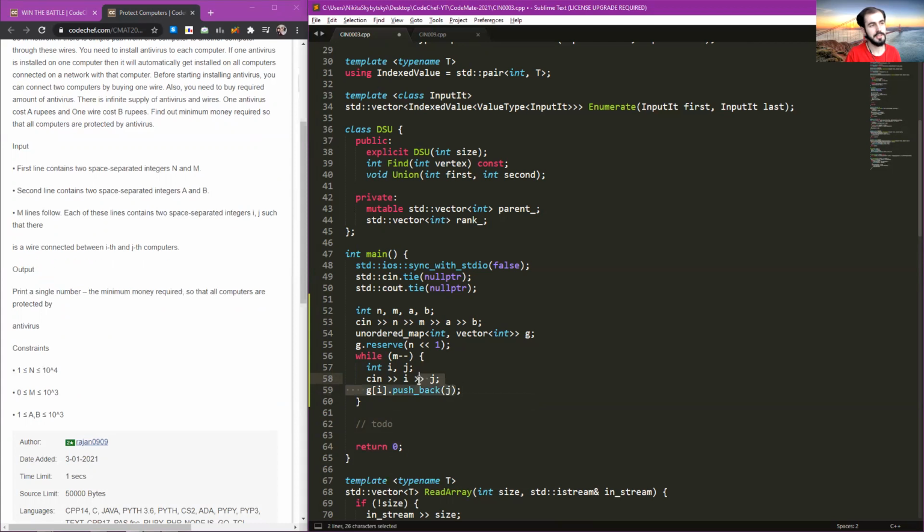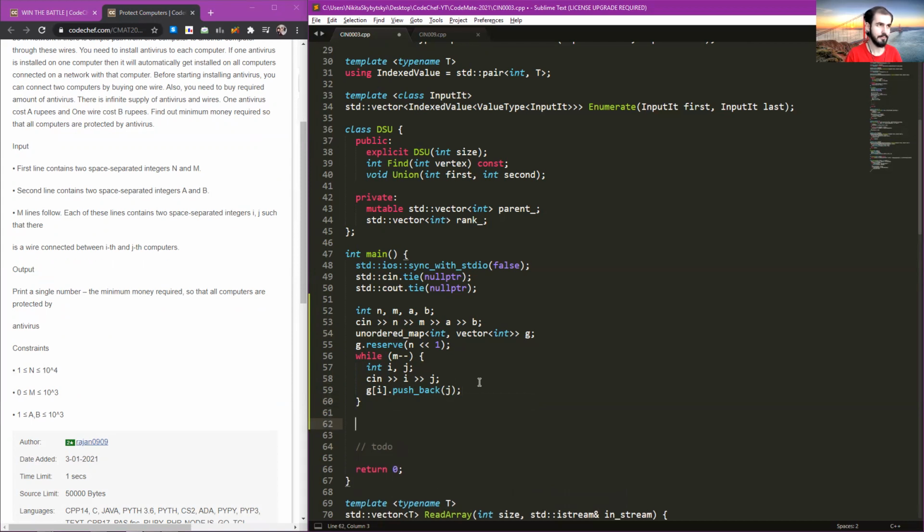The reason why we do it like this is because we don't know whether or not the numbers of computers are good. We want to find the number of connected components. If wire is cheaper, then we connect everything together. If antivirus is cheaper, then antivirus, else wire.